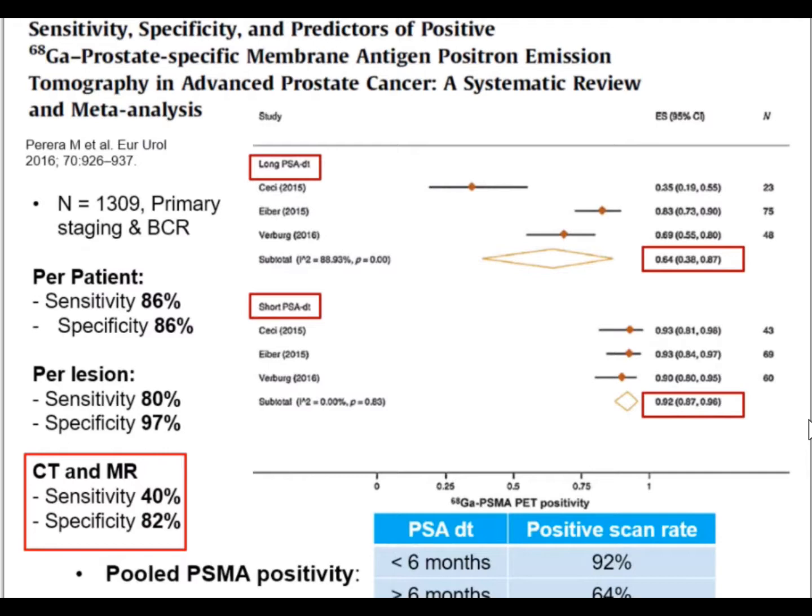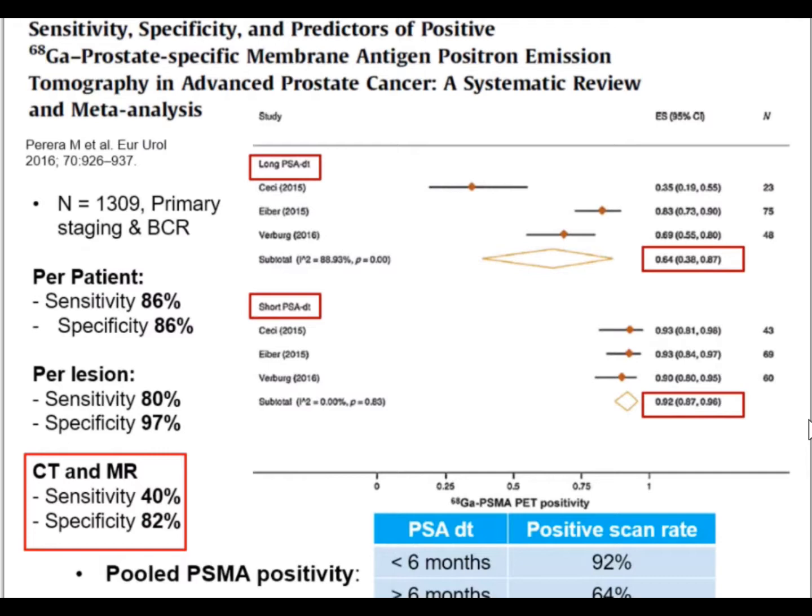So again, this is a meta-analysis, a very recent one, looking at 1,300 patients using PET for primary staging and biochemical recurrence after radical treatment. And this is compared to CT and MR. If you look at per patient and per lesion, the sensitivity and specificity were at least in the high 80s to 90%. Compared to CT and MR, the sensitivity and specificity were rather low.